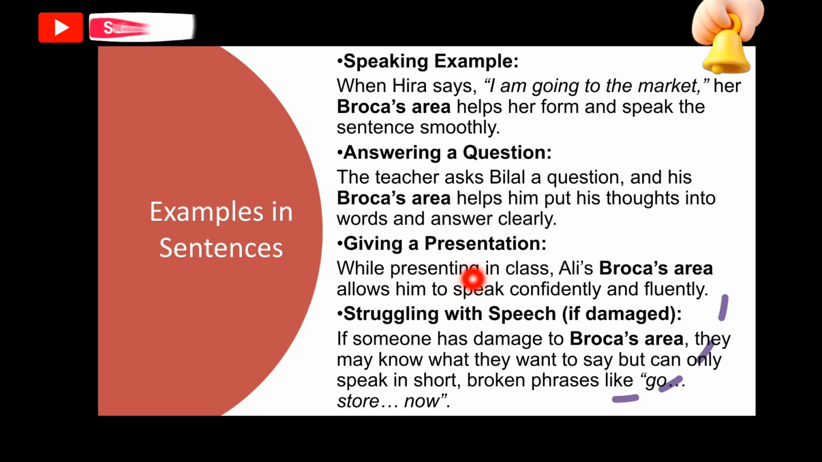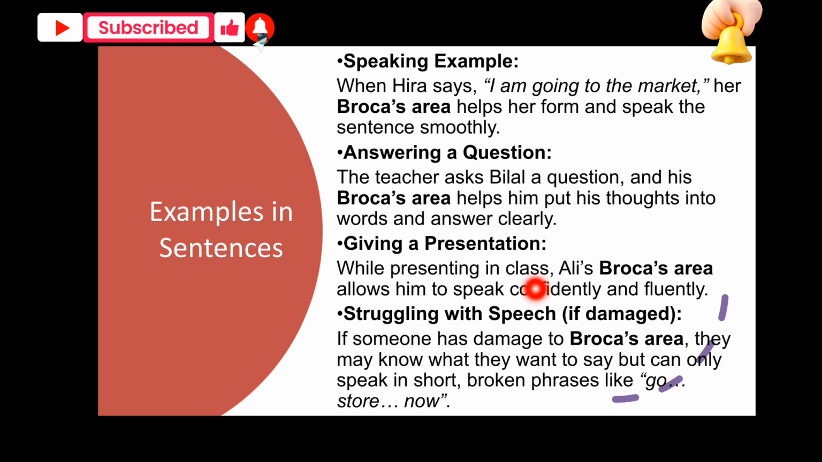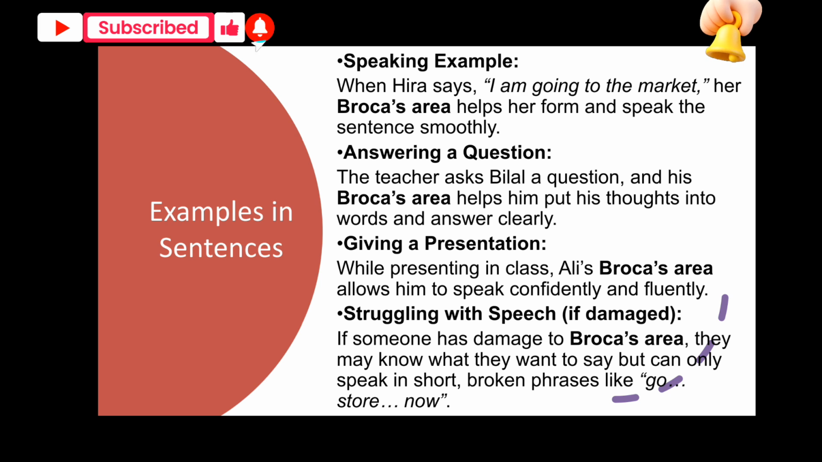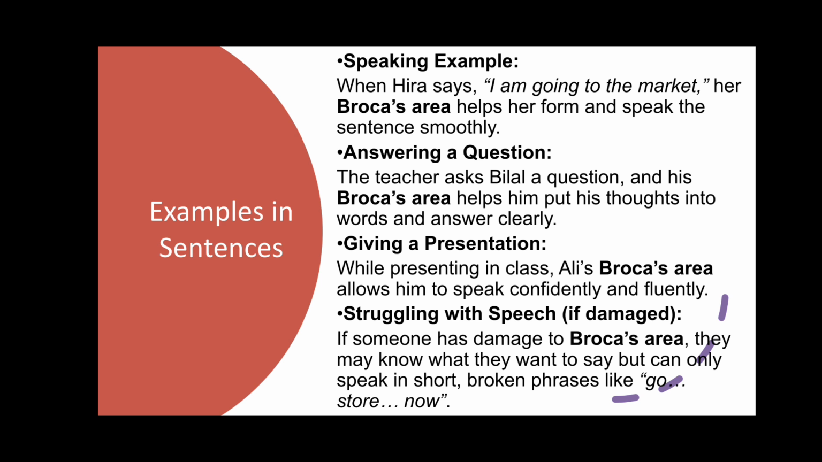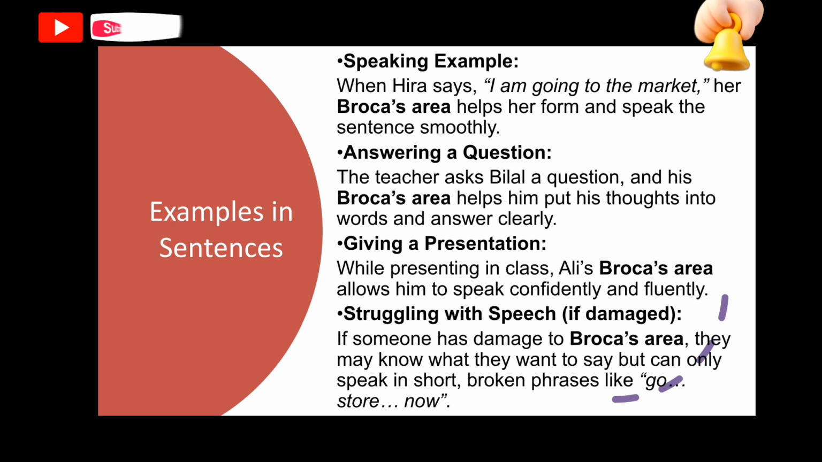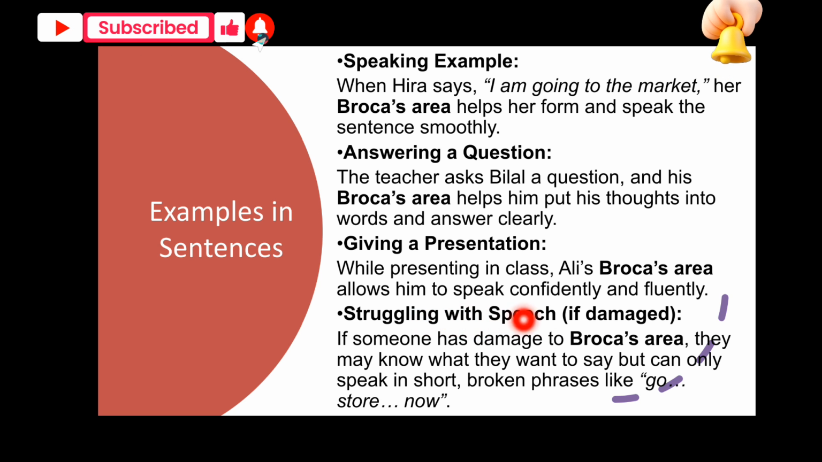Giving a presentation. While presenting in class, Ali's Broca's area allows him to speak confidently and fluently. Again, that is speech production. If you speak confidently and fluently, that is because of your Broca's area. And if Broca's area is damaged, you will struggle with your speech.